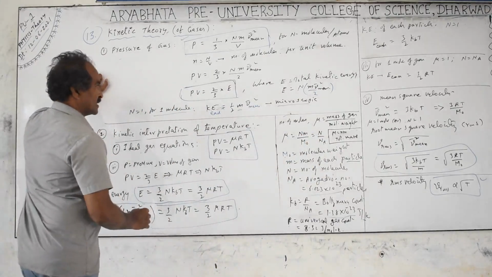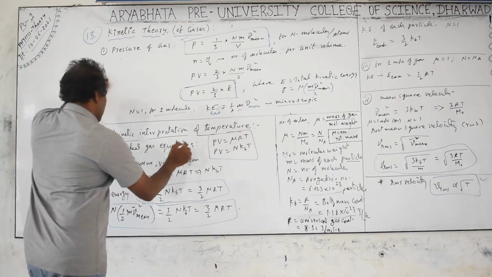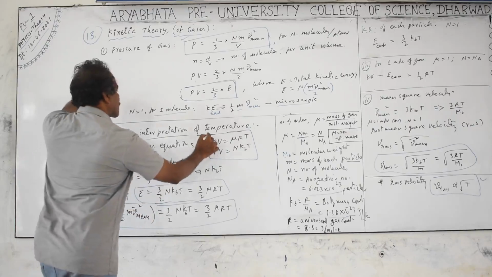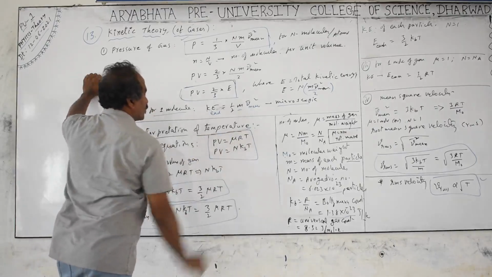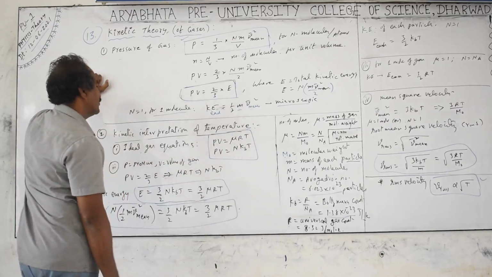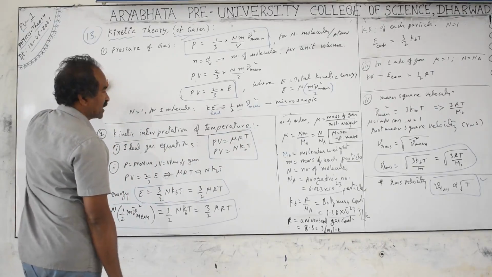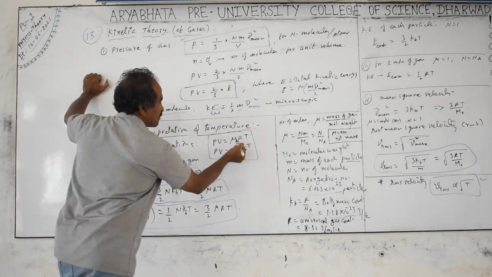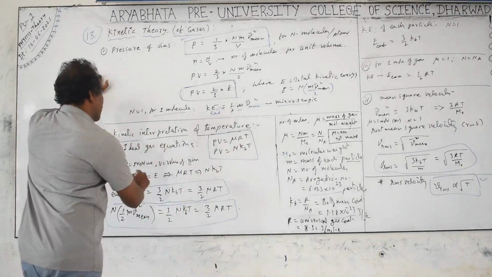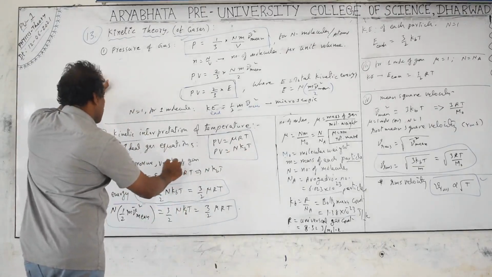Next, for any material, here are the gas equations. For the ideal gas equation we have PV equal to mu RT, and we can also take PV equal to NkT. This is the number of particles expression, and this is the number of moles expression. P is the pressure and V is the volume.